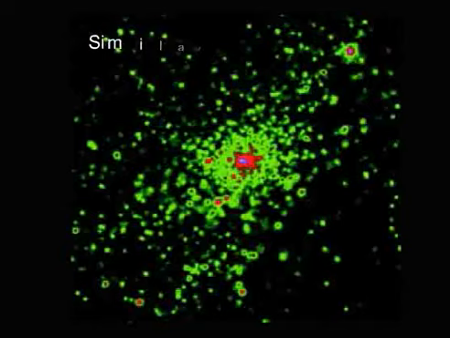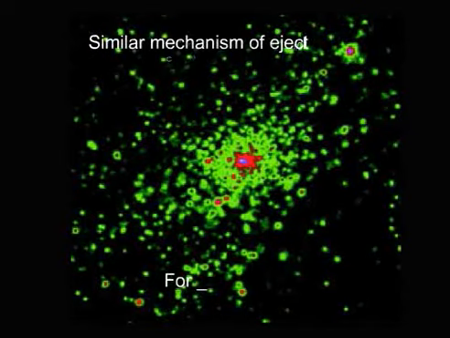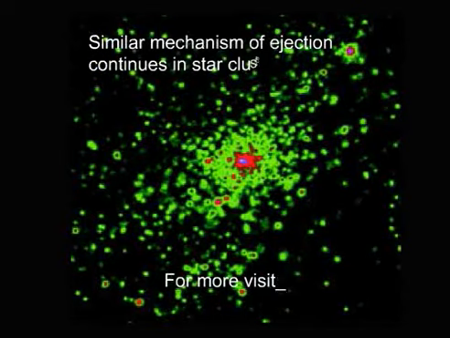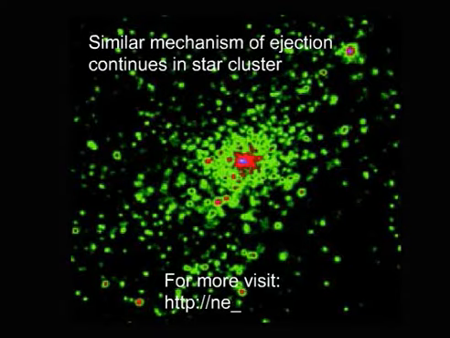The evolution of star clusters also follows the same mechanism of ejections from the core and fragmentation along the arms, as they pass through the old age.